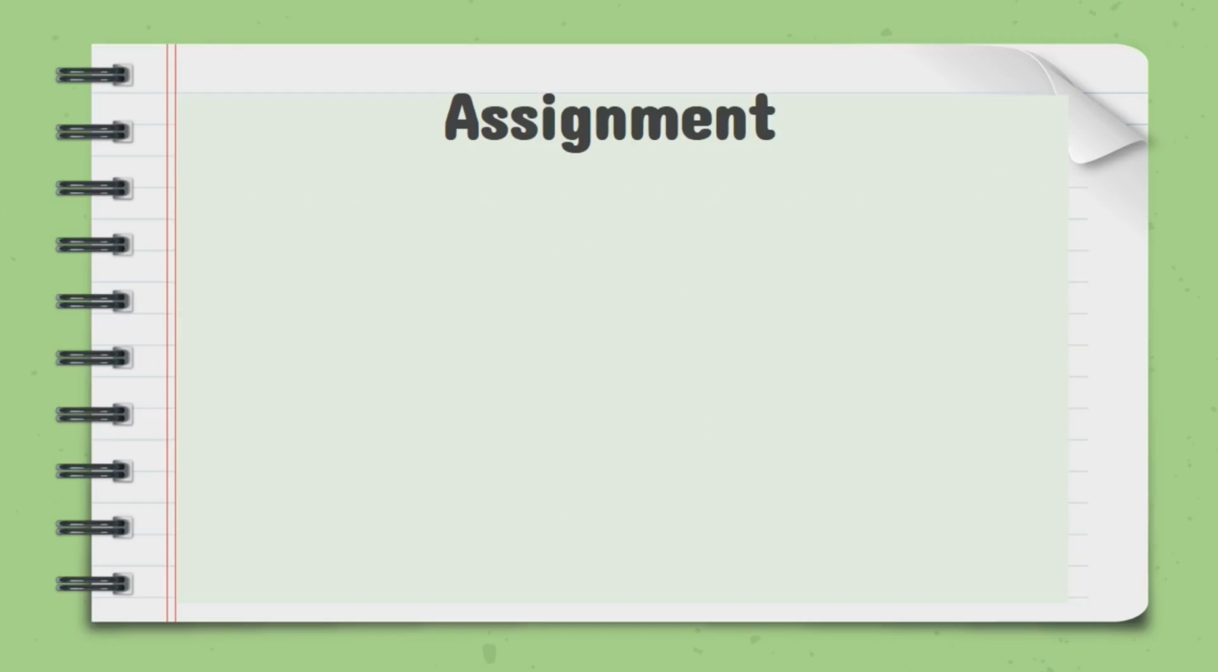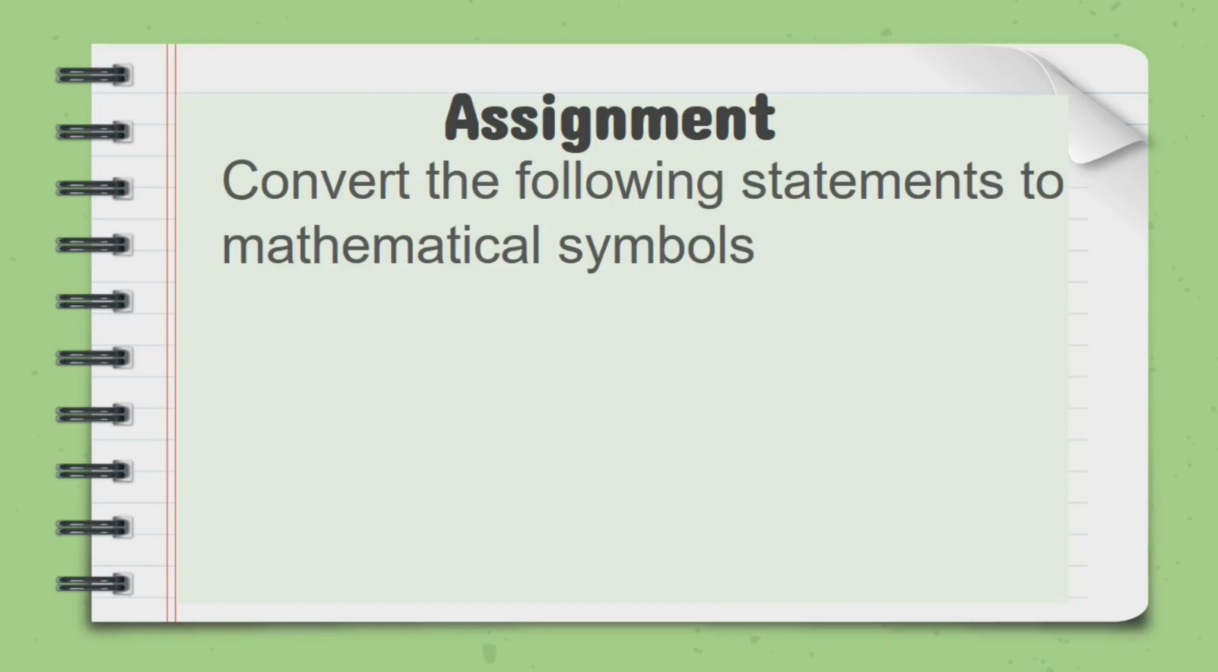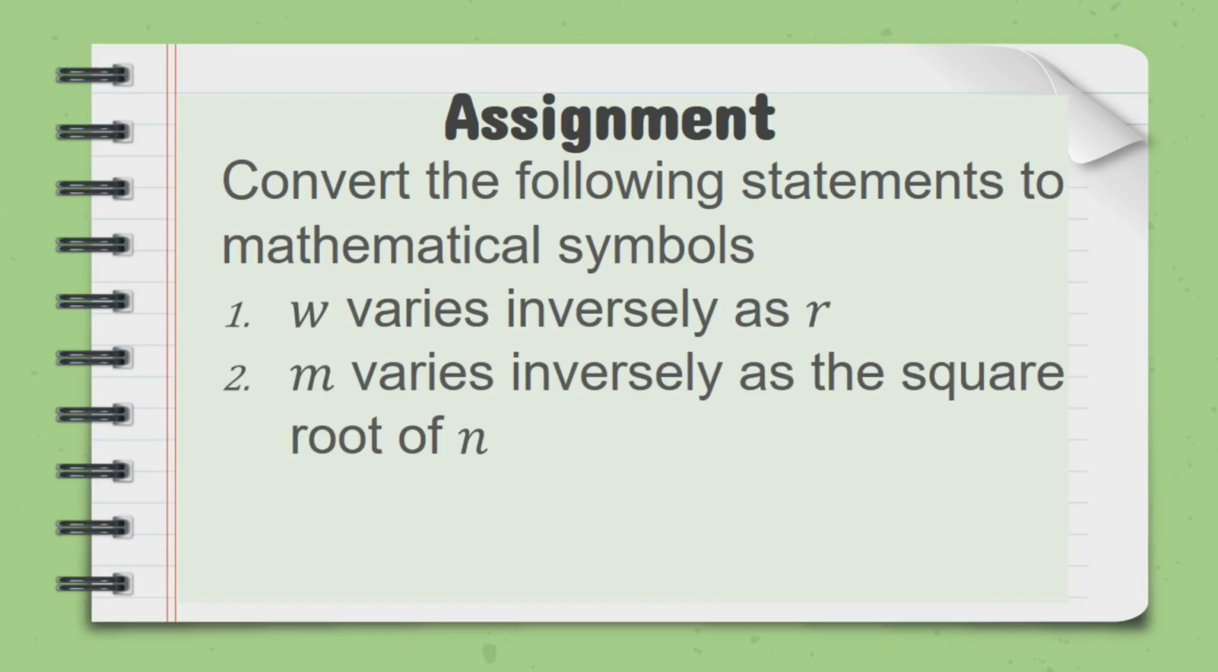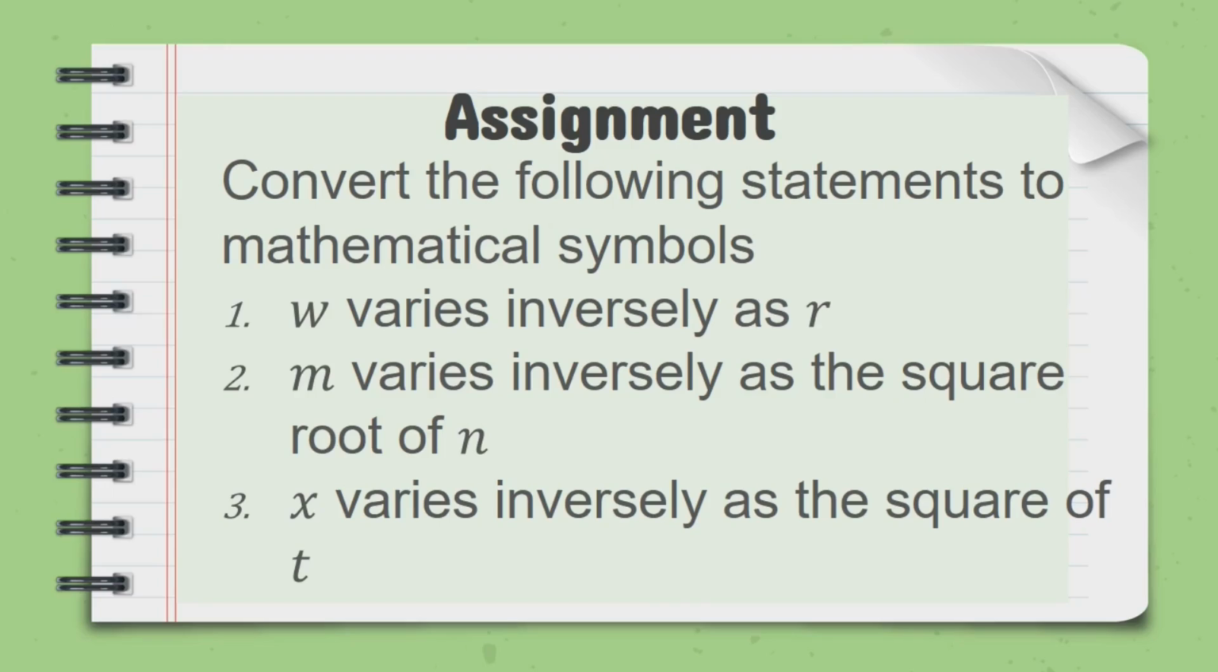Let's try our hands on the following examples and submit your answer in the comment section. We are to convert the following statements into mathematical symbols. The first is w varies inversely as r. The second is m varies inversely as the square root of n. And the third is x varies inversely as the square of t.